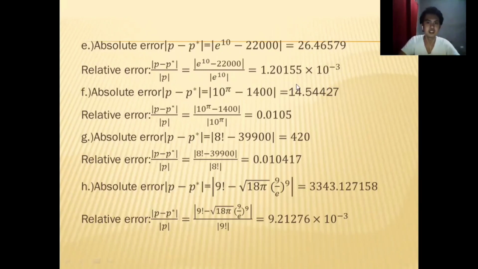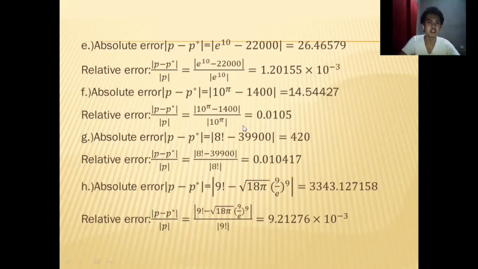So in letter F, absolute error: our exact value is 10 raised to pi, and our approximate value is 1400. So using calculator, we get 14.54427. And in relative error, absolute value of 10 raised to 5 minus 1400 over absolute value of 10 raised to 5 equals 0.0105.